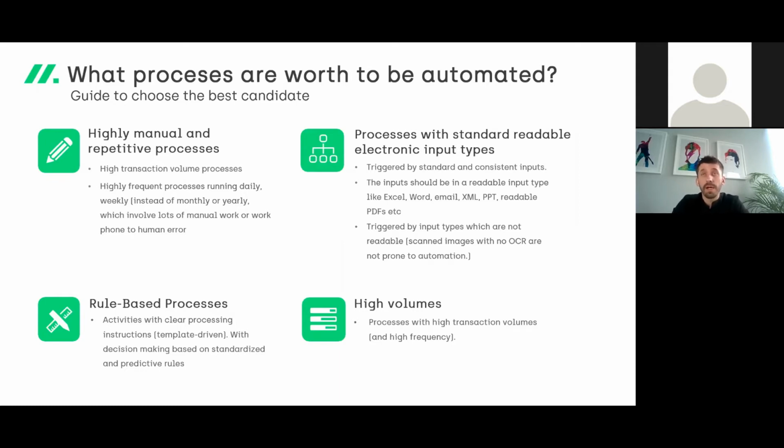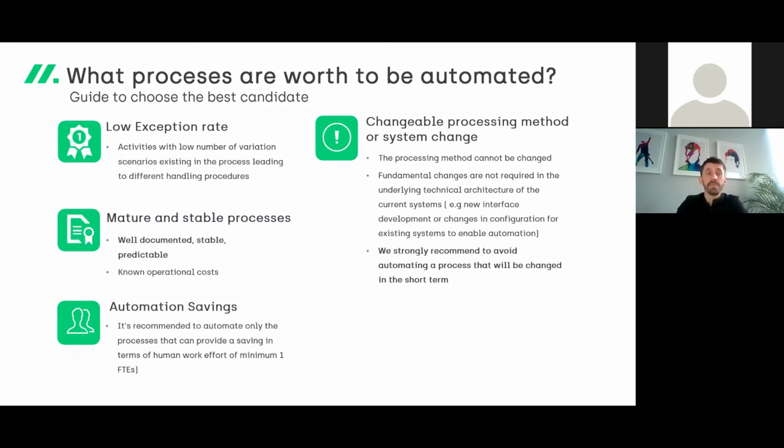Also important is a high volume of transactions. The next factor is a low exception rate. Even if we have a lot of exceptions in our process, but those exceptions are well described, it is still fine for us. But the lower the exception rate in the process, the better for us. Good candidates for robotization are also processes which are mature and stable in the organization.